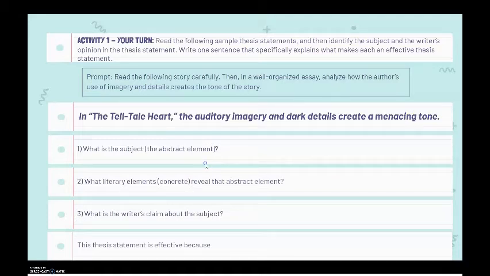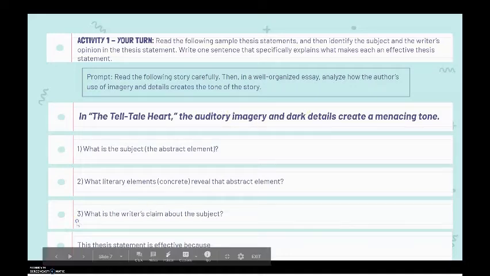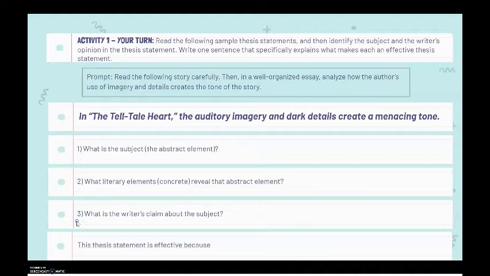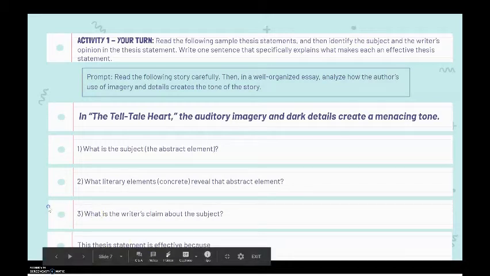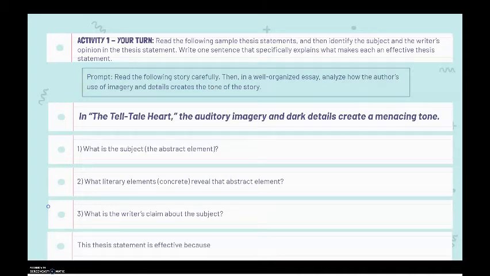Number 2, what literary or concrete elements reveal that abstract element? What physical, tangible evidence are they going to use to prove or to talk about the tone? Well, we've got the auditory imagery, so this is going to be something that we listen to, and dark details. What is the writer's claim about the subject? What do they believe about the tone? And then, I want you to tell me why you think this thesis statement is effective. What does it have? What does it incorporate? Does it have all of the criteria?